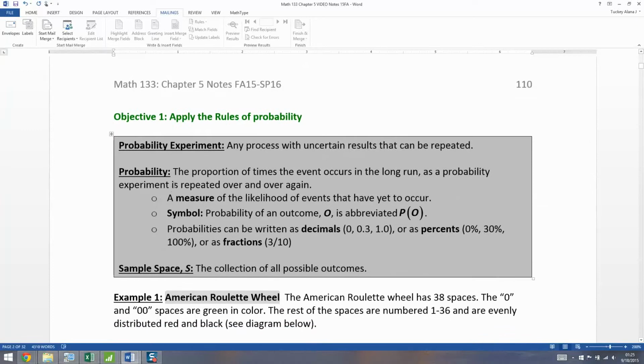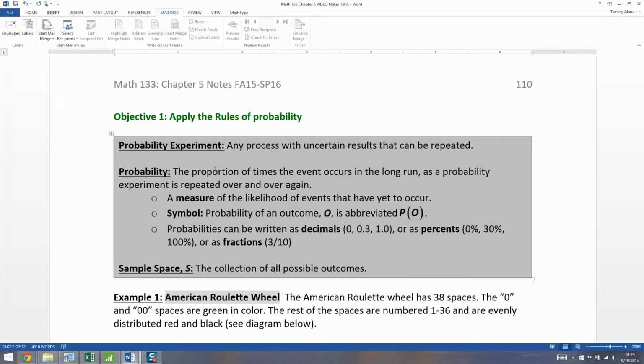Let's do some basic rudimentary definitions of probability to get us started. So first we have a probability experiment. That is any process with uncertain results that can be repeated. So anything you can do over and over. And of course, classic examples of this are dice and cards and things like that. But of course, it even works in real life with things like cancer patients and stuff like that. And we'll talk more about that as the chapter goes on and actually through the rest of the course, to be honest.